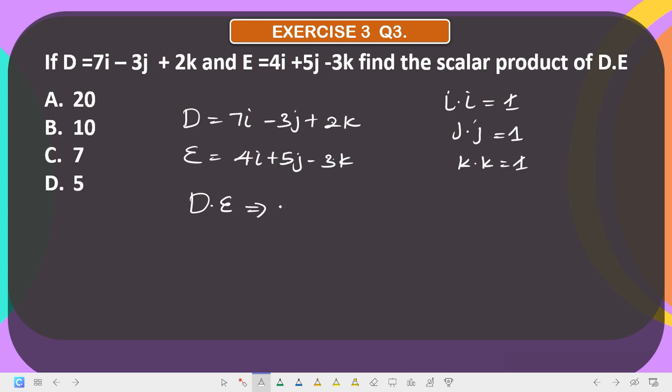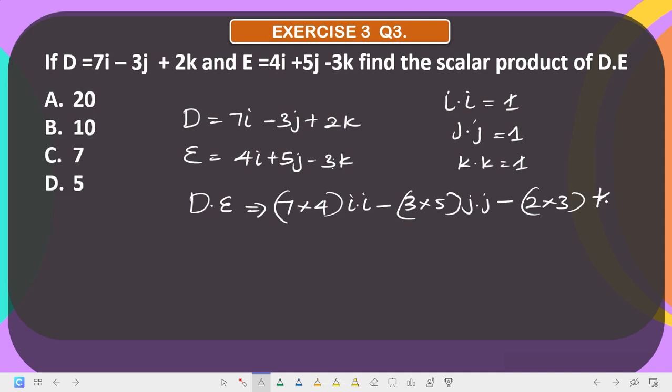So what are we going to do now? We can say this is 7 times 4 bracket i dot i. Now, plus times minus here is what? Minus. So this becomes 3 times 5 here, bracket j dot j. Plus times minus here is what? Minus. So you have minus 2 times 3, bracket k dot k rather.